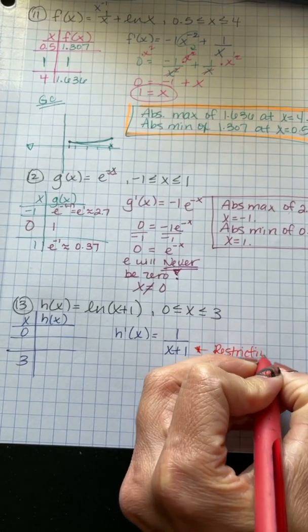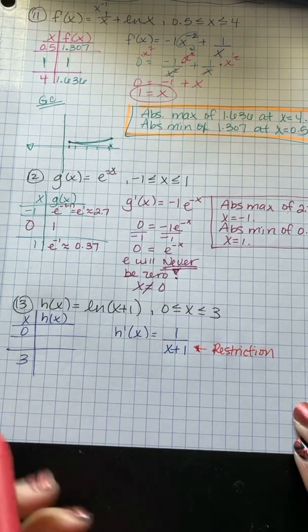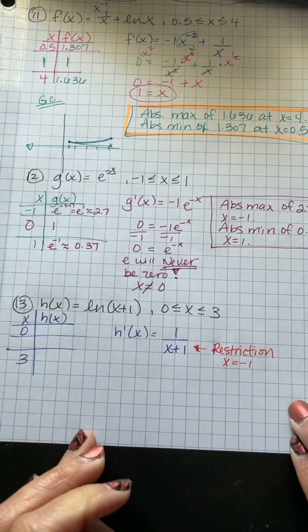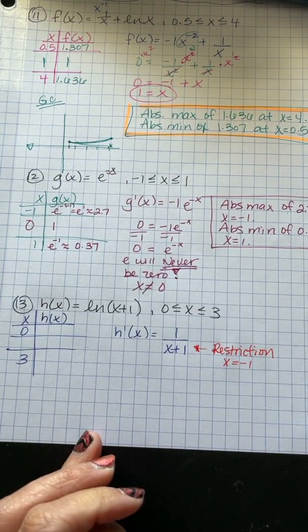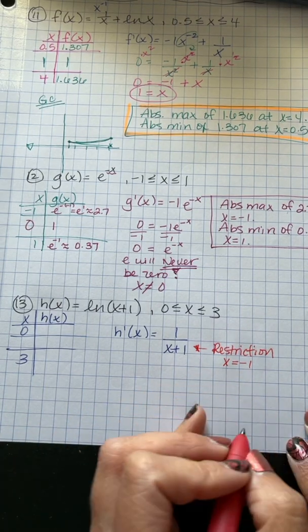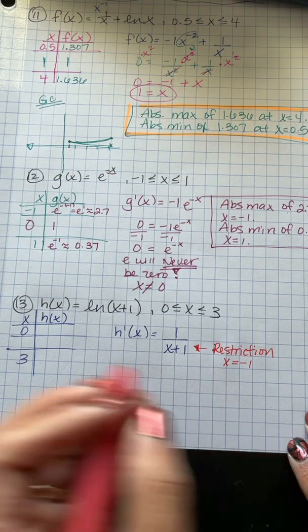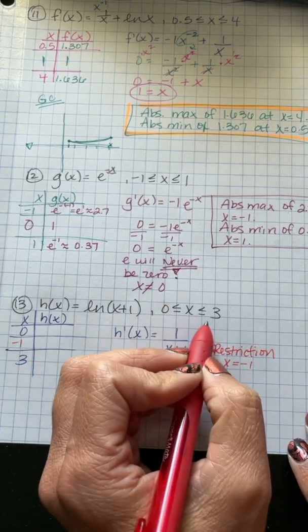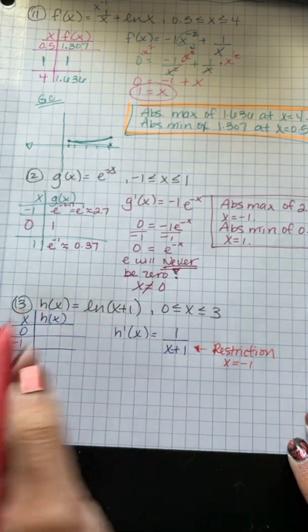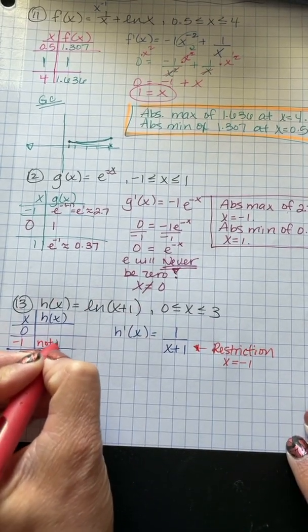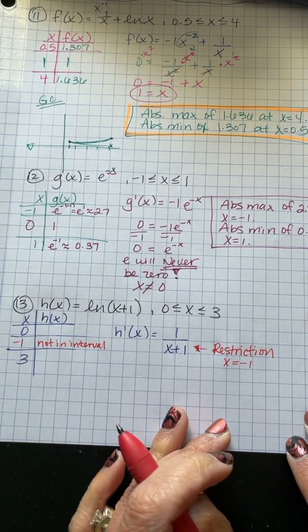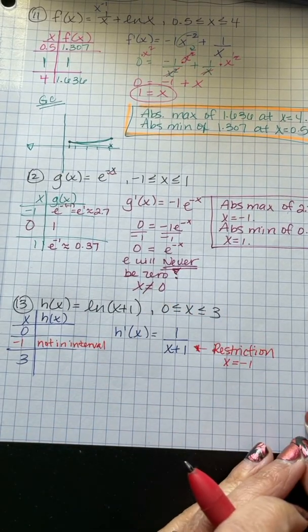That means there is going to be a spot where the derivative does not exist, and that is at x equals negative 1. If x equals negative 1, it makes the denominator 0, so it's restricted there. But that means negative 1 is a critical value to try. But here's the thing. Is negative 1 in this interval? No, not in interval. So I don't even need to figure out what it is, because it's not in the interval from 0 to 3. So we're good.